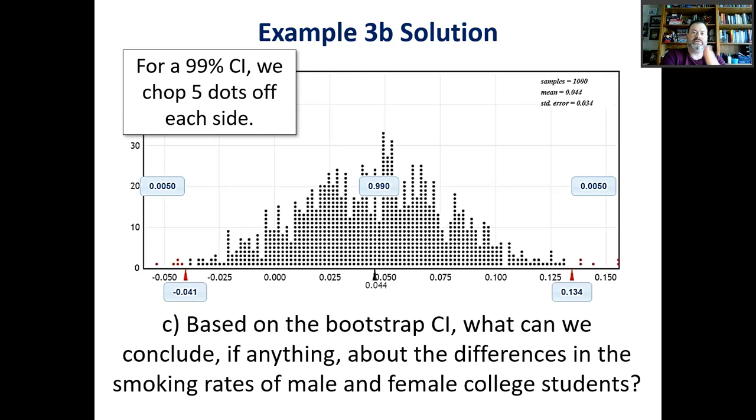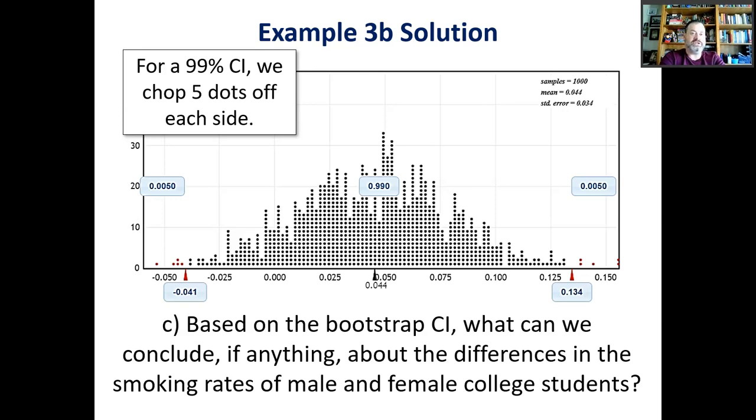So this tells us that we're 99% sure that the difference in smoking rates between male and female college students is between negative 0.041 and 0.134. So based on the bootstrap confidence interval at the bottom, do you guys see it down there? Make sure everybody sees it. What can we conclude, if anything, about the differences in the smoking rates of male and female college students?